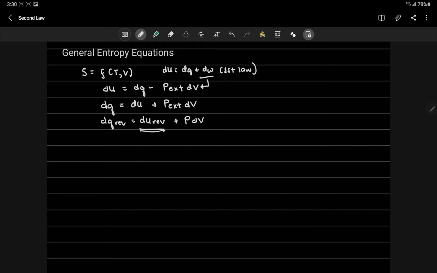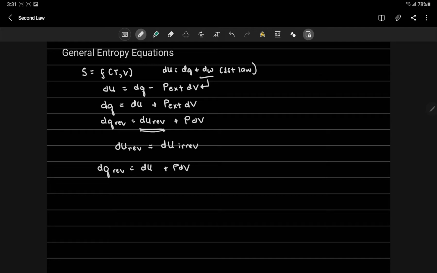Change in internal energy reversible, there is no such thing. Because if you want to get the reversible internal energy change, it is equal to the irreversible one, because internal energy is a state function. So, I will just continue writing the equation. So, dq rev, it's just dU. Let me just put here dU, because whether it's dU rev or dU, no problem. Plus pdV.